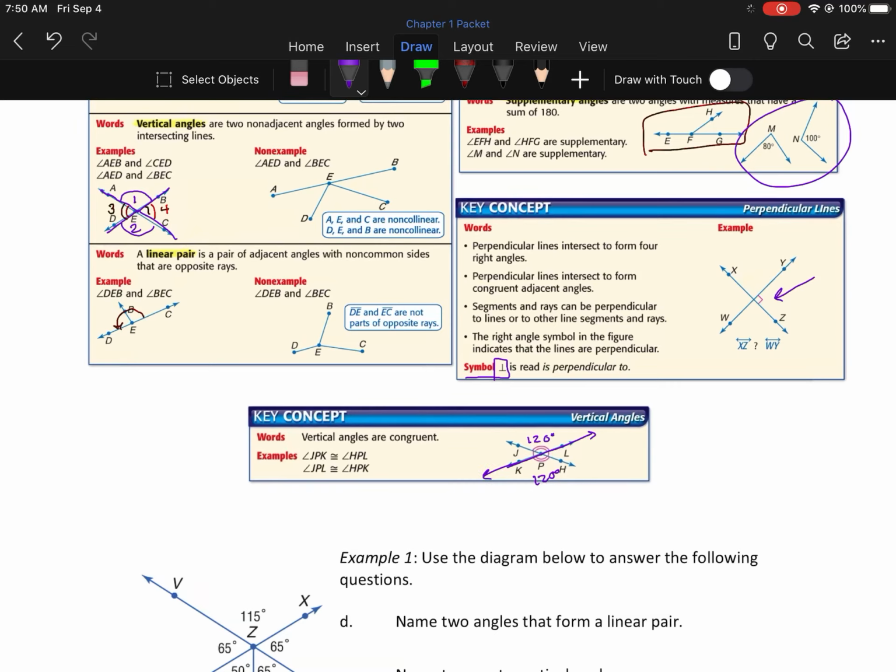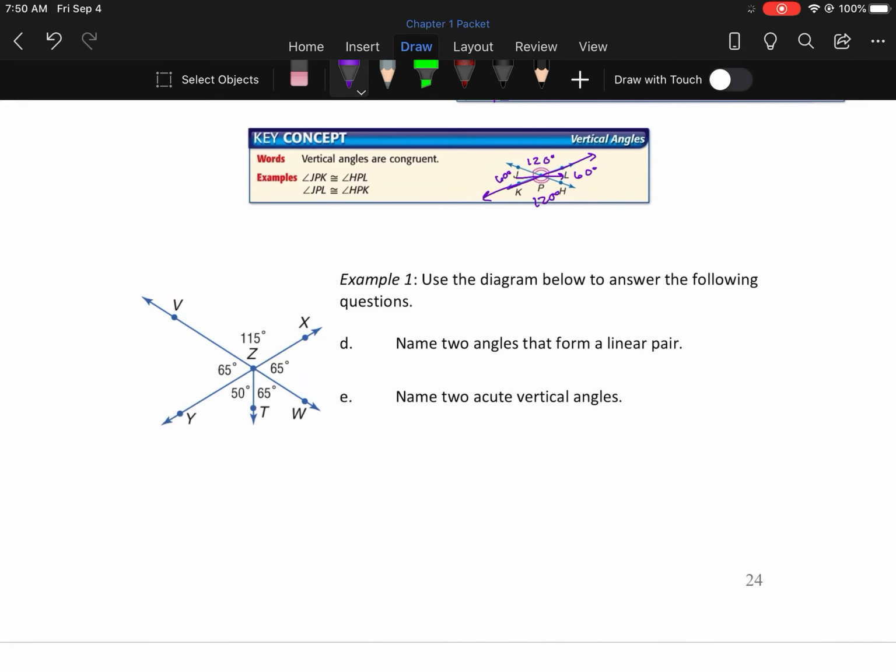that's a linear pair, and linear pairs are 180, so that must mean this is 60 degrees. And then this angle over here is also 60 because they're vertical. All right, so knowing these definitions is going to be key for today. All right, let's take a look at the first example.